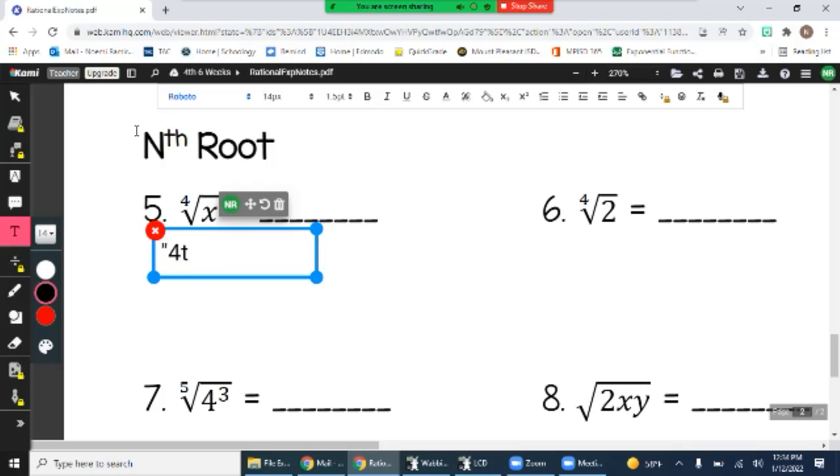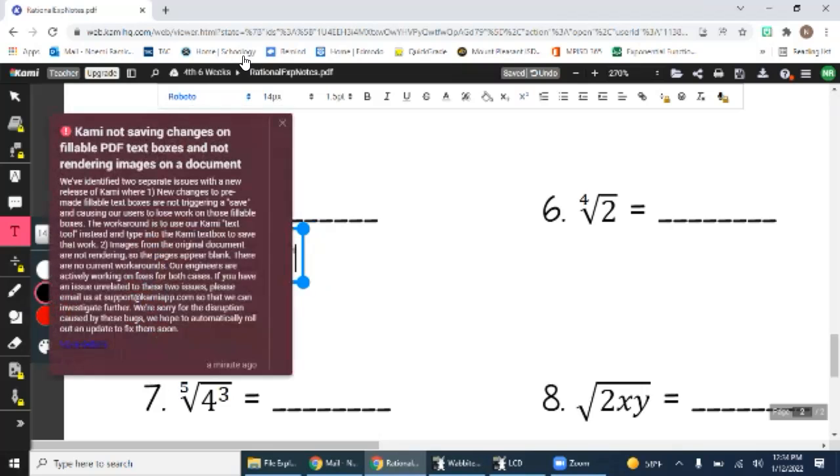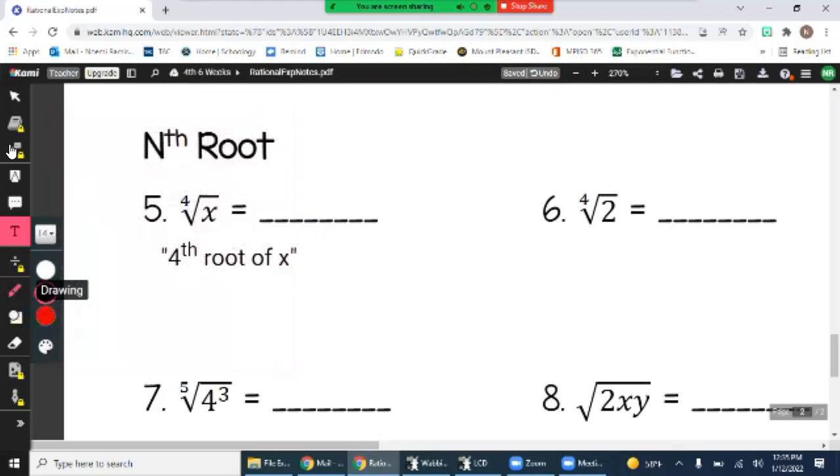4th root of x. Example 6, there's a 2. The 4th root of 2. The 5th root of 4 cubed. Just whatever root it is, whatever is in the index spot.